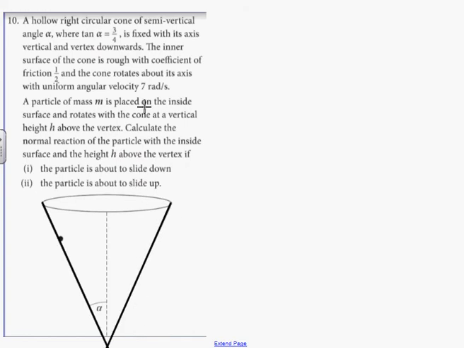Now, the inner surface of the cone is rough. Once you see the word rough, you're already thinking friction equals mu R. The minute you see it, write it down, with the coefficient of friction being 1/2.